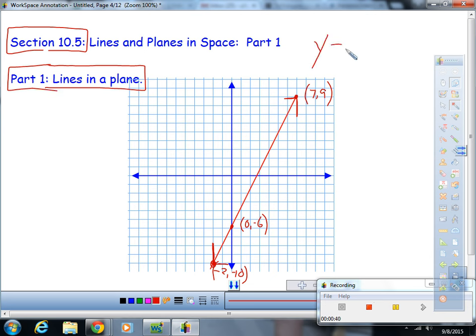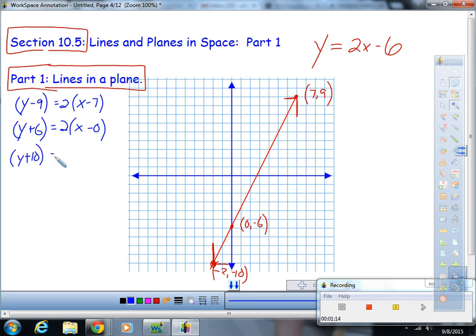equation y equals 2x minus 6, so that's slope-intercept form, you also learned a different way, and that would be point-slope form. So you could call that y minus 9 is 2 times x minus 7, or you could say that it's y plus 6 is 2 times x minus 0, or you could say that it's y plus 10 is 2 times x plus 2, okay?